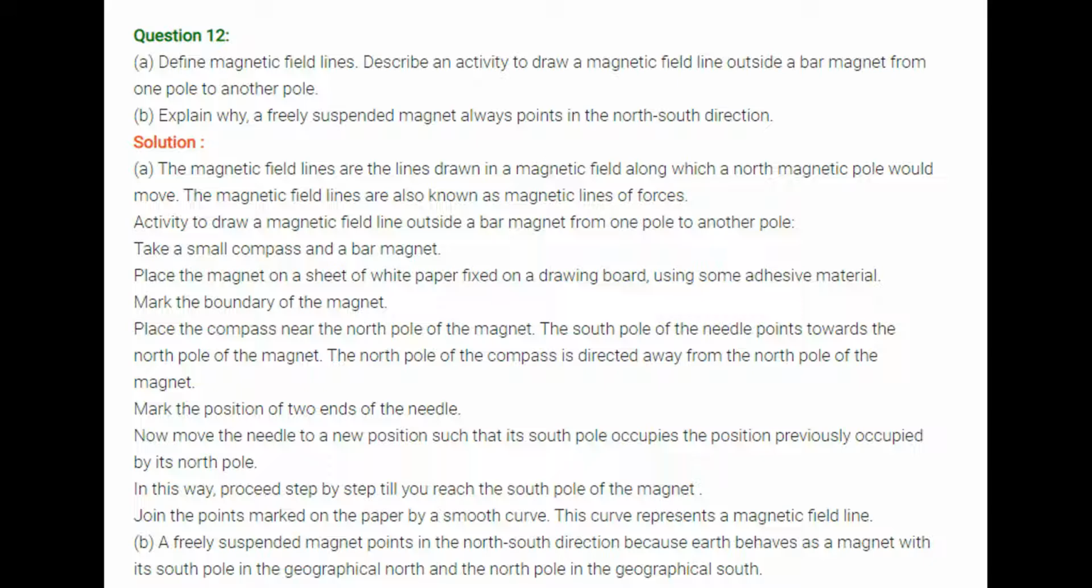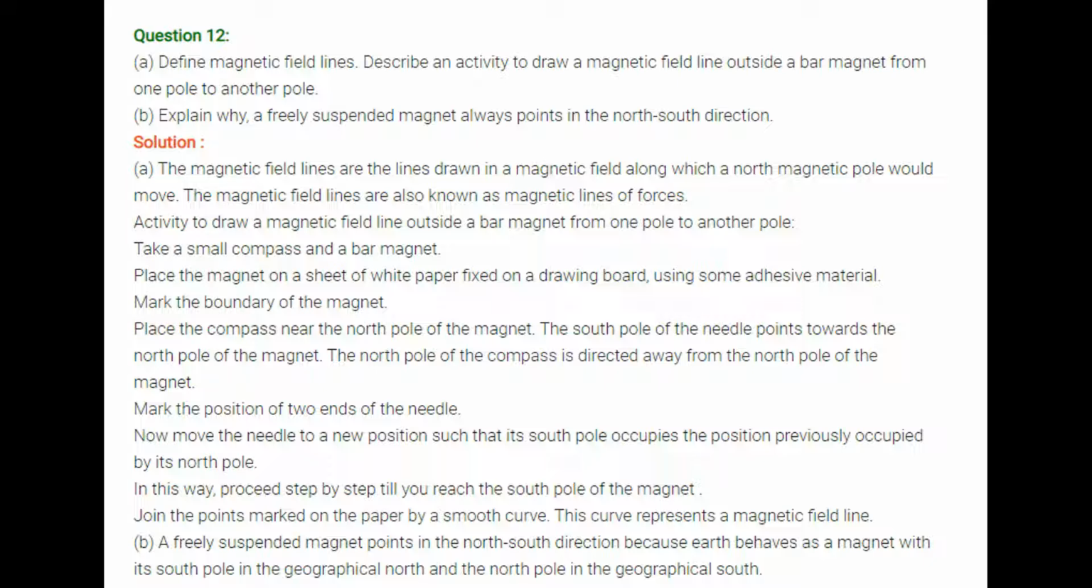Activity to draw a magnetic field line outside a bar magnet from one pole to another pole. Take a small compass and a bar magnet. Place the magnet on a sheet of white paper fixed on a drawing board, using some adhesive material. Mark the boundary of the magnet. Place the compass near the north pole of the magnet. The south pole of the needle points towards the north pole of the magnet. The north pole of the compass is directed away from the north pole of the magnet.